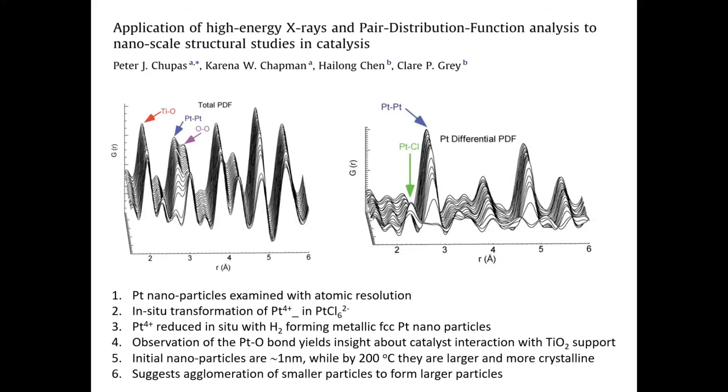So this is an in-situ reduction of the platinum precursor, and the platinum peaks start showing up. This is again differential PDF.